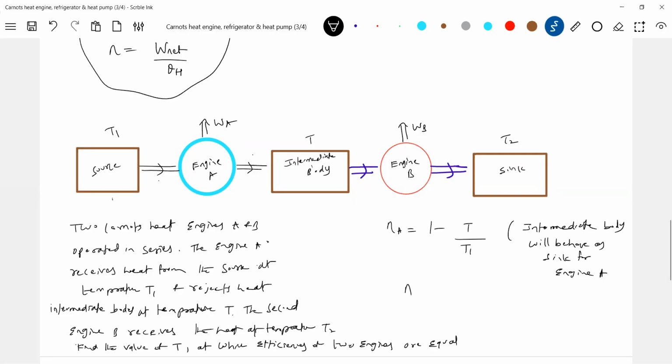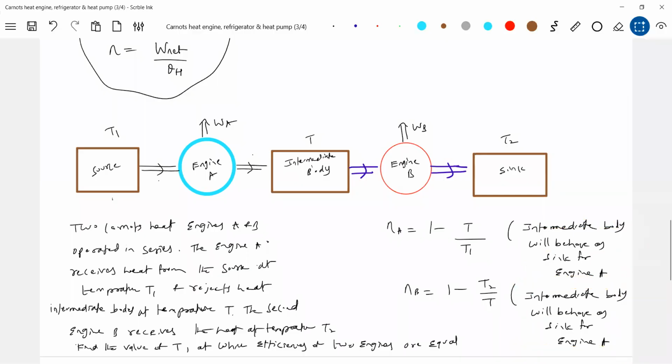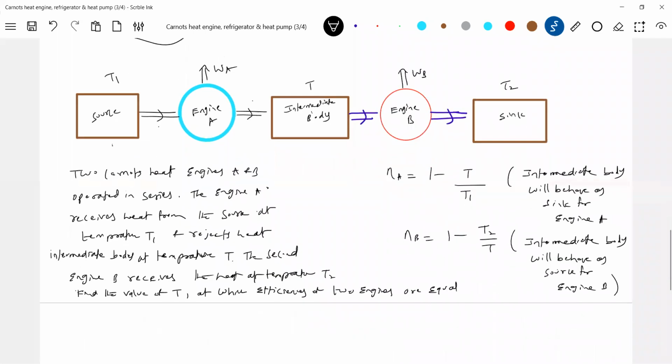Similarly, for engine B, what do you write? 1 minus temperature of sink by temperature of the intermediate body. So what is the intermediate body? How will it behave? It will behave like a source for engine B. So what is the thing now? These two efficiencies are equal.